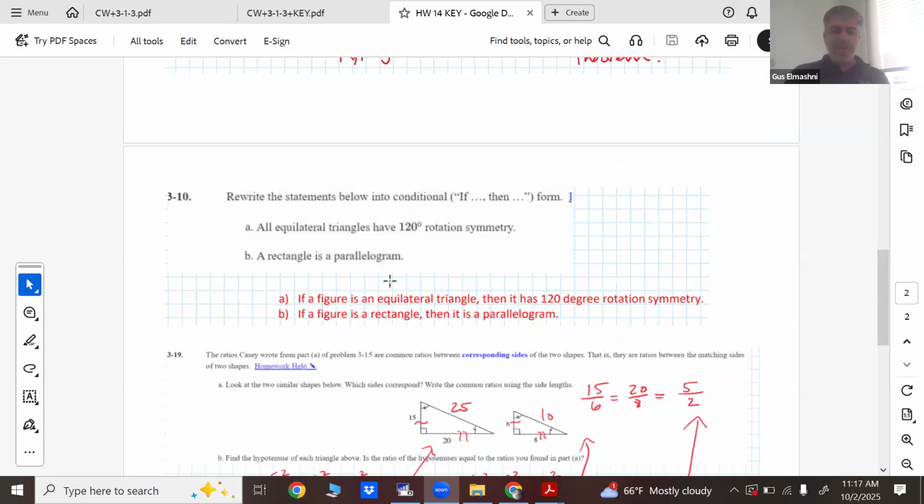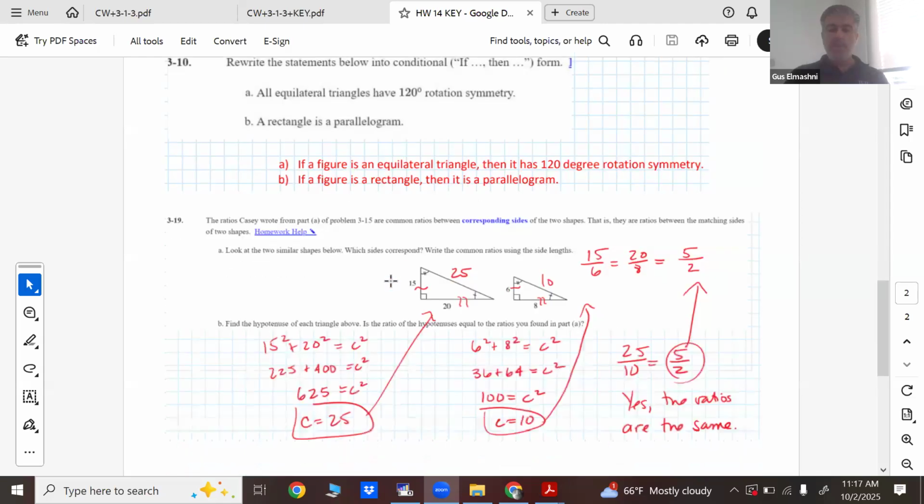For 3-10, I know we haven't talked much about if-then statements. We will get to that eventually in the year when we start doing proofs. But the if is a condition, the then is a conclusion. So if you have equilateral, the conclusion is you have that kind of symmetry. If you have a rectangle, the conclusion is it is classified as a parallelogram, because parallelograms just have to have two pairs of parallel sides. So a rectangle is a special parallelogram.